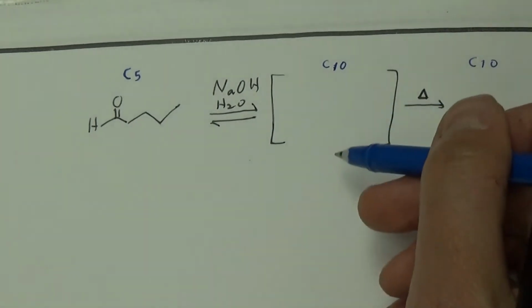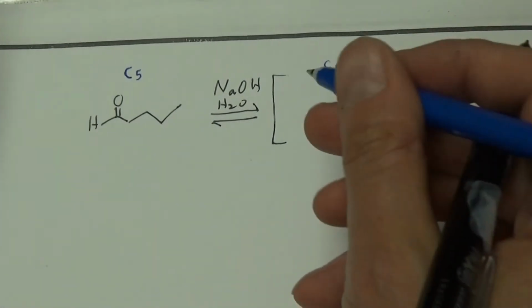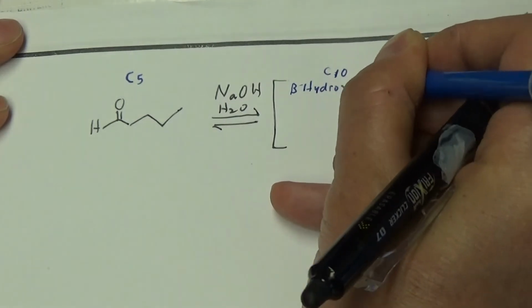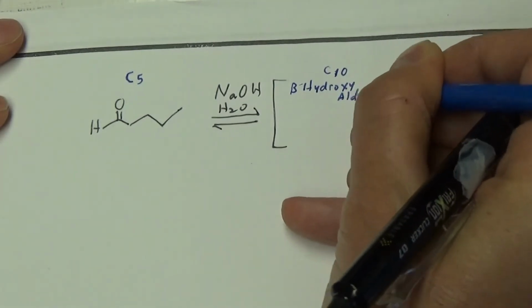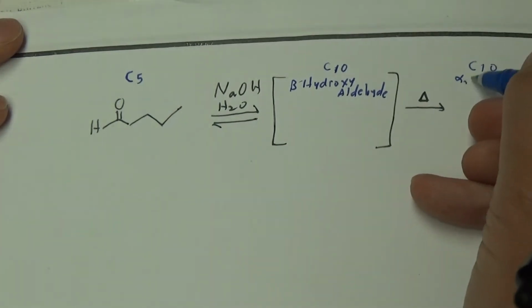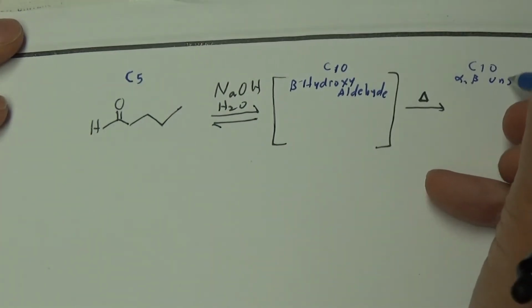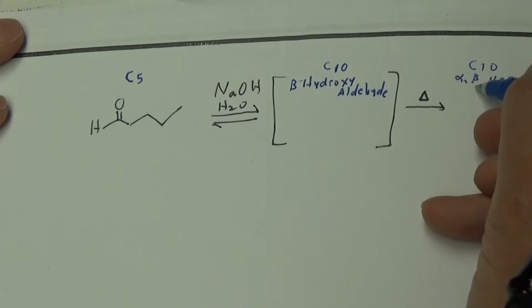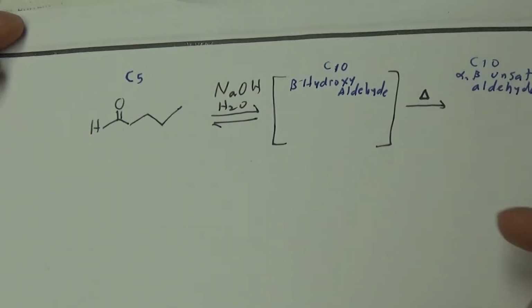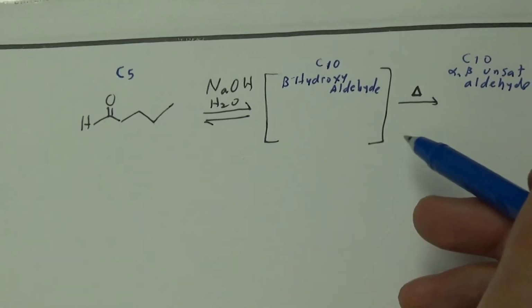So what's the structure of the beta hydroxy aldehyde, in this case because we're talking about aldehydes? And what's the structure of the alpha beta unsaturated aldehyde, the final product? What are the structures of those two things?